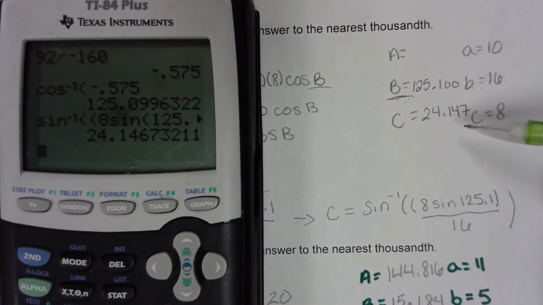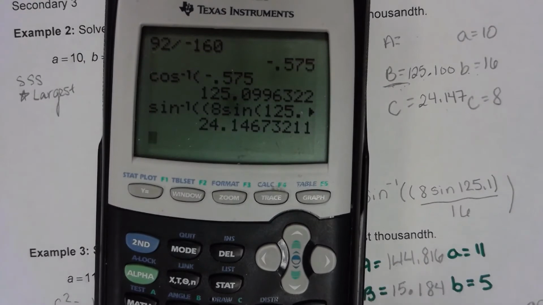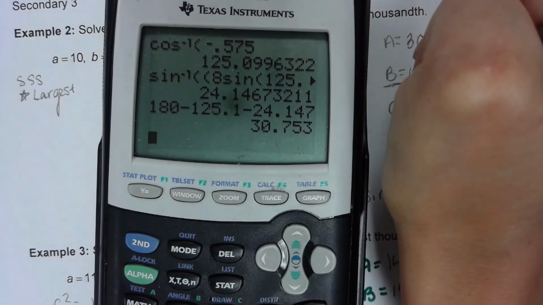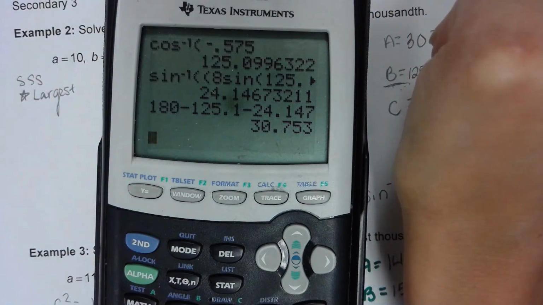Now, since we have 2 angles, what can we do to find the third angle? If we have 2 angles, that means that we can subtract them from 180 because all 3 angles should add up to 180 degrees. So our answer is 30.753.